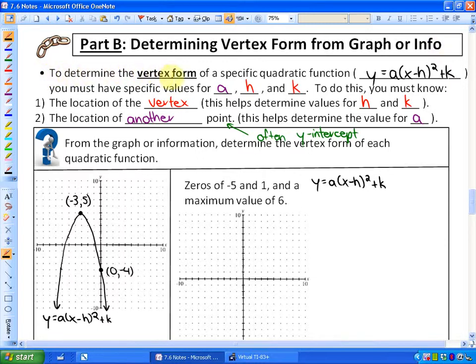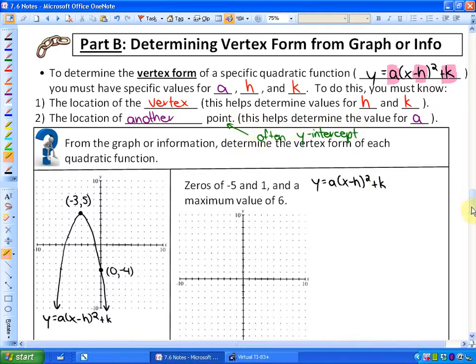In order to determine the vertex form of a specific quadratic function, which is y is equal to a times x minus h squared plus k, we must have specific values for a. So you have to know what the coefficient is, which I'm highlighting in pink here, and also specific values for h and k, which I'm also highlighting in pink. To do this, you must know, first of all, the location of the vertex. This helps determine the values for h and k, and then the location of some other point, and this is going to help to determine the value for a. And as I have in green here, that other point can often be the y-intercept, but not always the y-intercept.